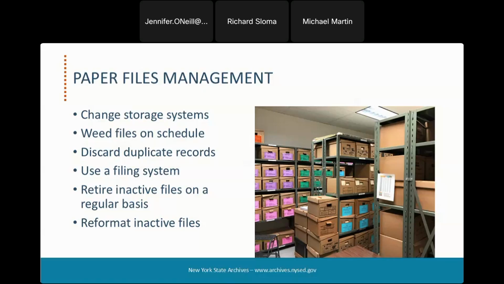You can weed files on schedule. You're removing unnecessary records. It'll reduce the overall volume and make it easier for you to find what you need. This can occur at certain points in the life cycle of a record, for example, when a case file is moved to inactive storage, or maybe after an event-based retention period has been met, if part of a case file is permanent. To make this easy, you document what records can be removed in your procedures, and you discard duplicate records.